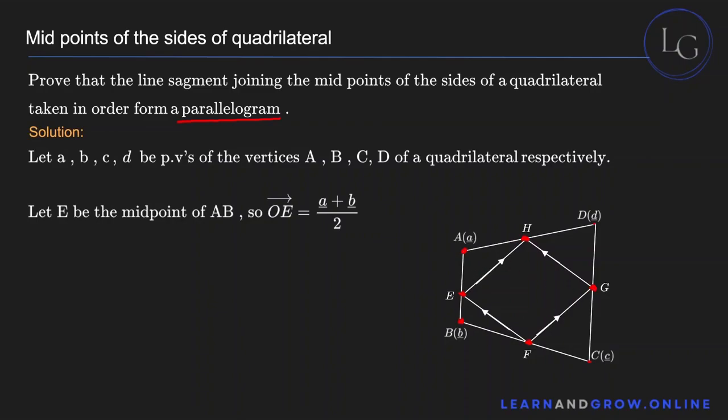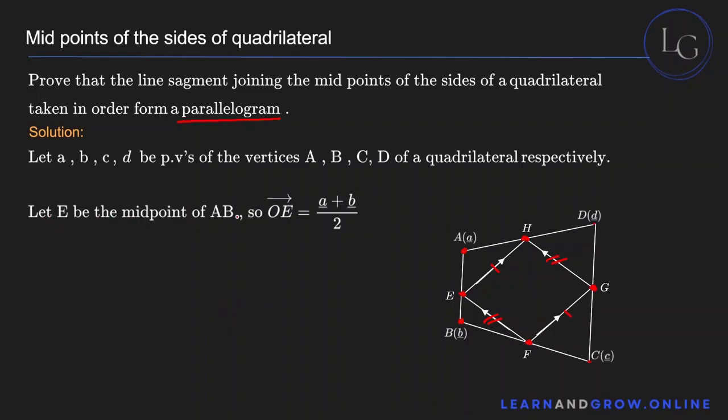So here's the thing. In a parallelogram, obviously, the opposite sides are parallel, right? So we need to prove that EH is equal to FG and GH is equal to FE. So how do we do that? Well, we use the same ratio formula.